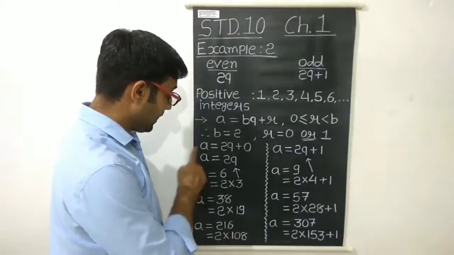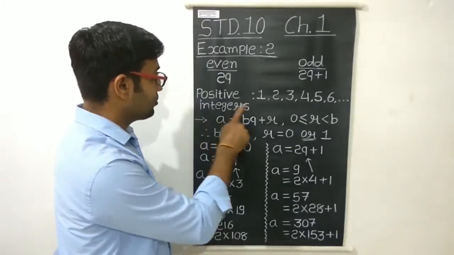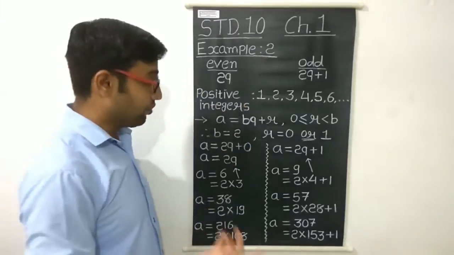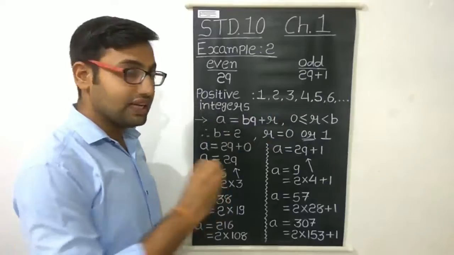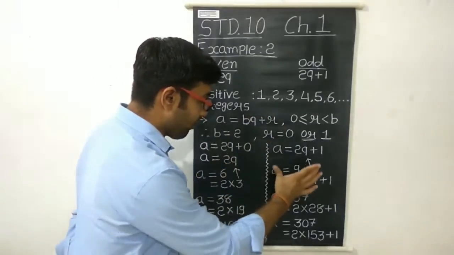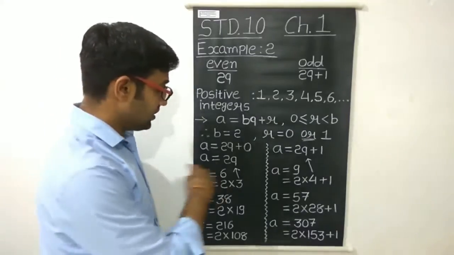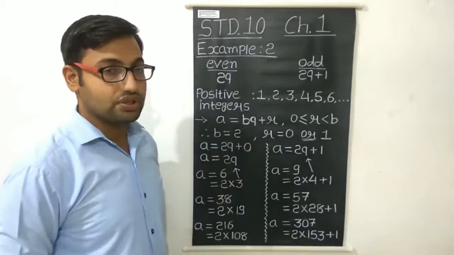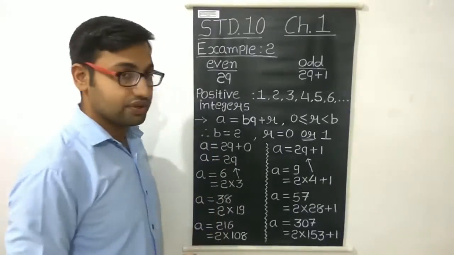And what did we take as a? We took a as a positive integer. So here you can see that all positive integers we can represent either in the form of 2q or in the form of 2q plus 1. Okay, so this is all about the solution of this question. Now let us understand how this formula works.